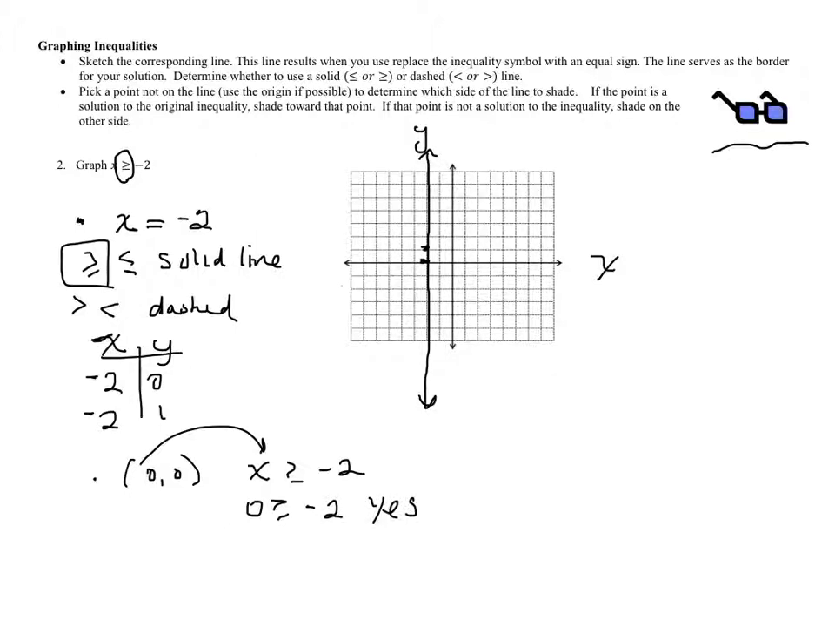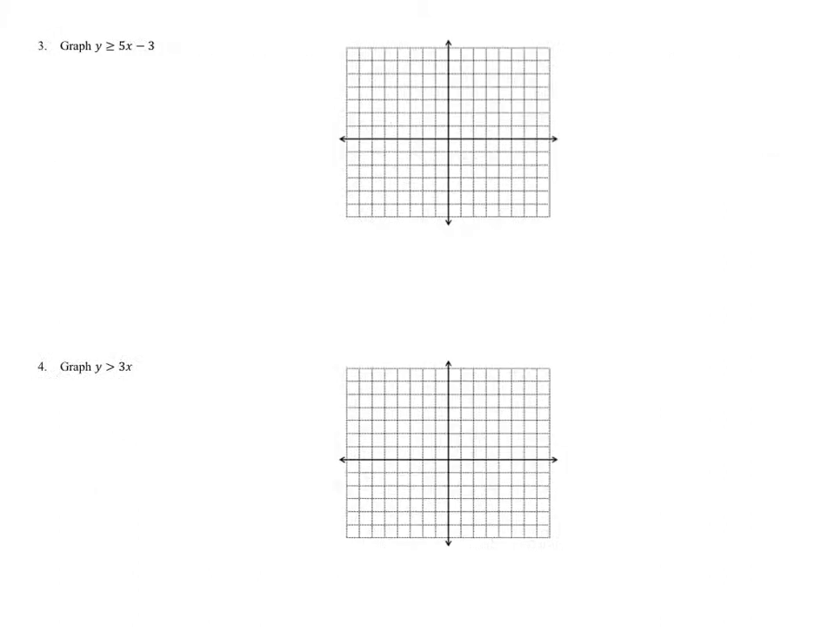Yes, it is. (0, 0) is right here. Since it's true, I'm going to shade toward the point (0, 0). If it was false, I'd shade the other side, and I'm done. Let's go on. We'll do a couple more examples.